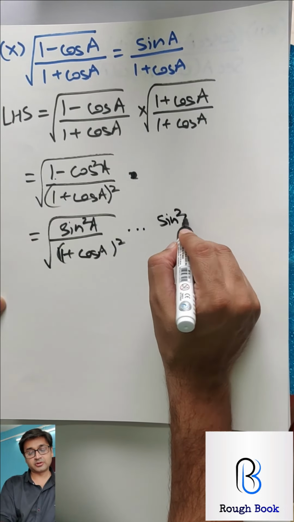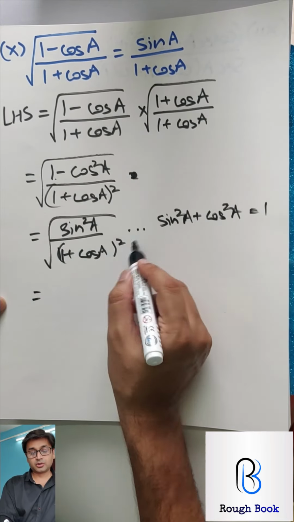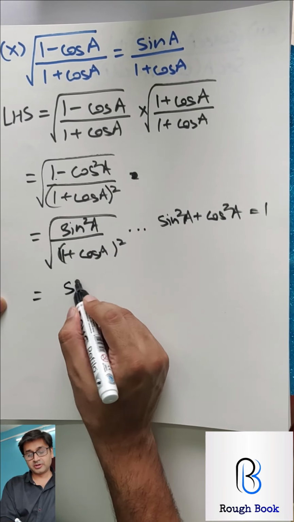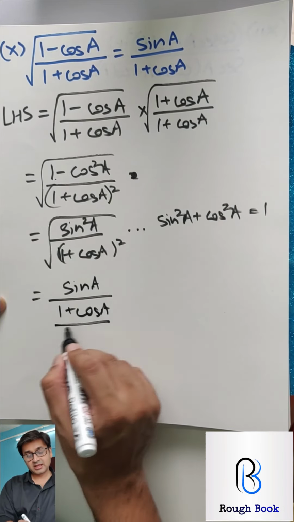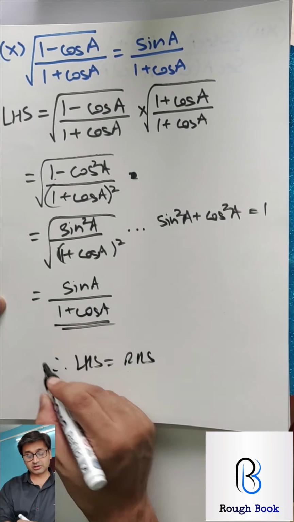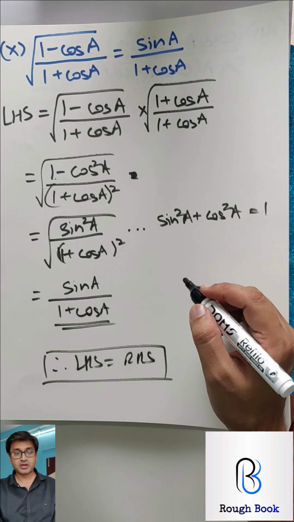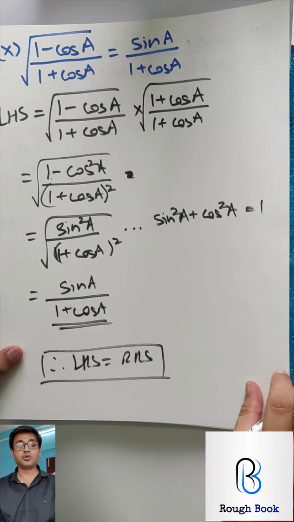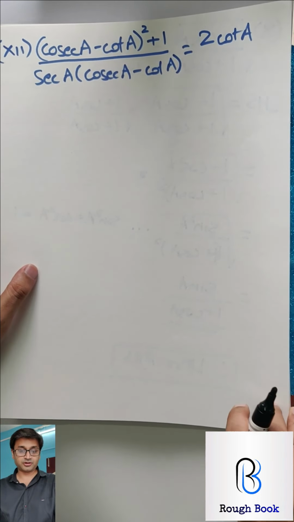Reason will be sin square A plus cos square A equals 1. The root cancels this square, so it will be only sin A upon (1 plus cos A). That's exactly what we want. Very simple sum, and most of the time I have seen these types of questions in lots of school prelims. So please take this one seriously. Don't just do it for the sake of it. Yeah. Next, 12th. Come on, try it.